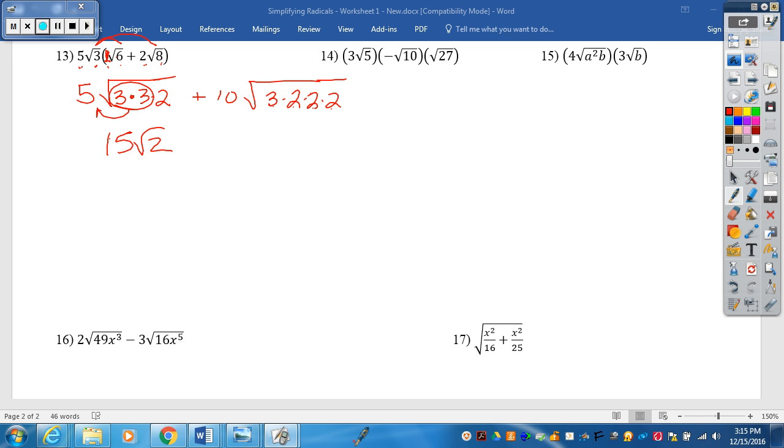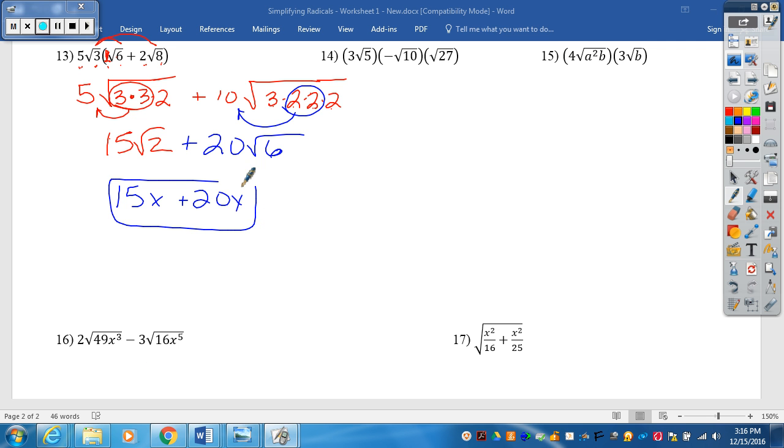Okay? Now, if I look here, I see that I've got a duplicate. I've got a perfect square. That perfect square comes out just as a 2. Again, it's multiplied. So this is plus 20 radical 6, bringing the 3 and the 2 back together. Okay? Now, can I combine those? If you're thinking yes, then you need to write this down. 15x plus 20y. You wouldn't have combined these two, so why would you combine these two? Radical 2 is not the same thing as radical 6. Okay?